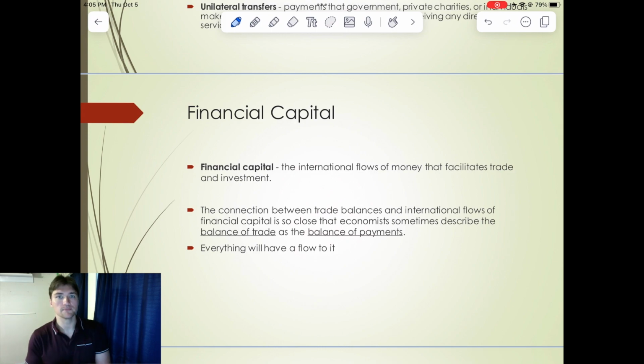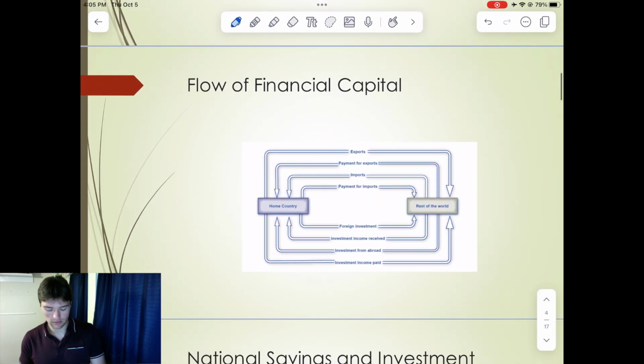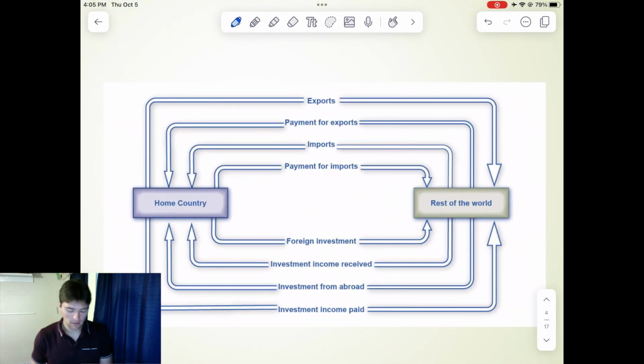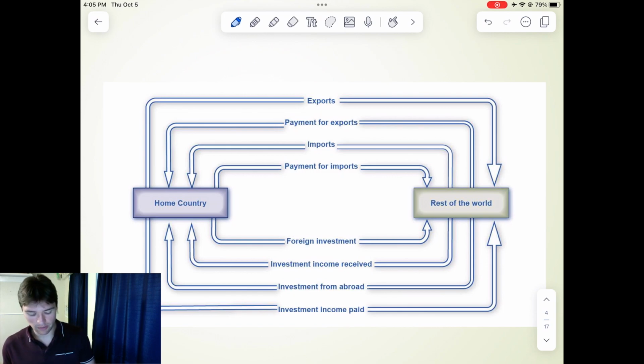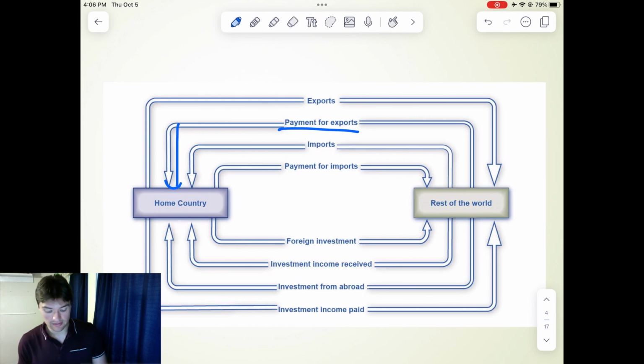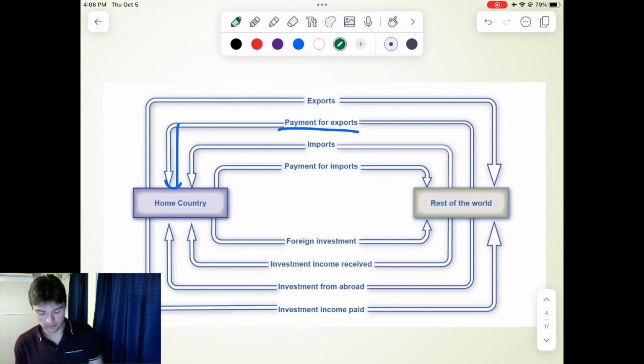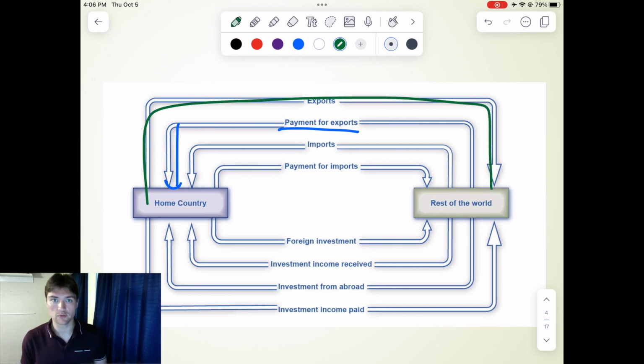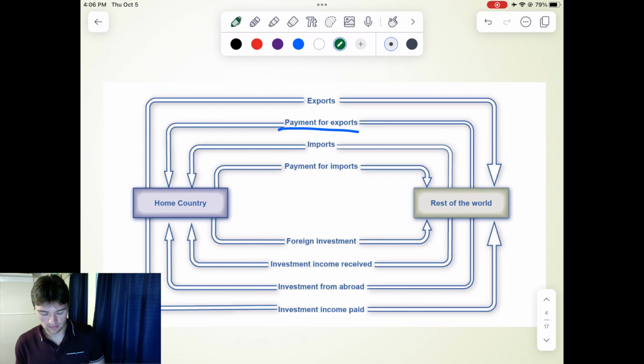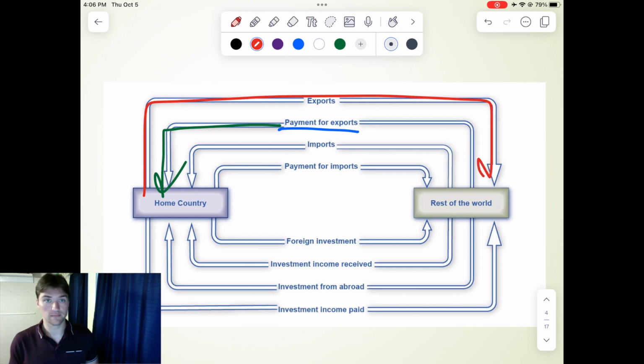So picture this. If we were in our home country and we were to receive a payment for exports, okay, we're going to send out the exports. We're going to send those goods to whoever's buying them, and we get the money. Let me change this up. We're going to use green for money. So money's coming in, goods are going out. That's an export.